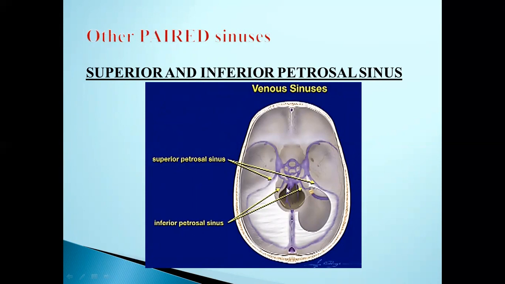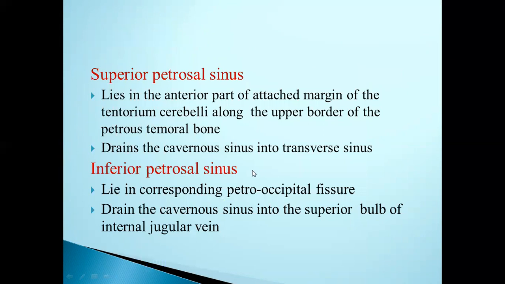As I said, these are the basilar plexus of veins on the clivus. So this inferior petrosal will drain into the basilar plexus. The superior petrosal lies in the anterior part of the attached margin of tentorium cerebelli, along the upper border of petrous temporal bone. It drains the cavernous sinus into the transverse sinus. So from the cavernous sinus, blood will go into the transverse sinus through the superior petrosal sinus.